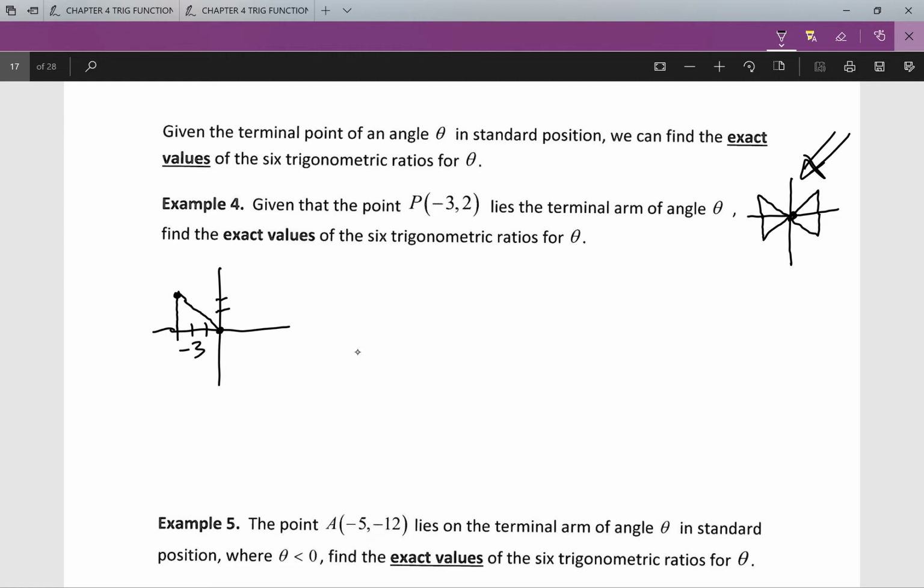So right here I have negative 3, and right there I have 2. So looking at my triangle, I want to find out what my hypotenuse is, or what my other side is.